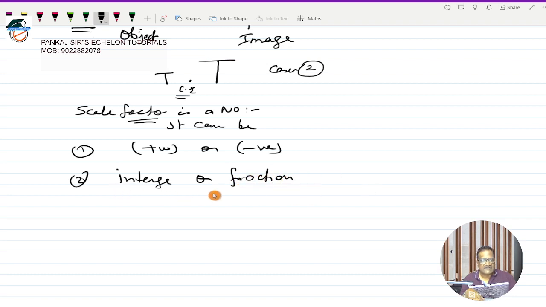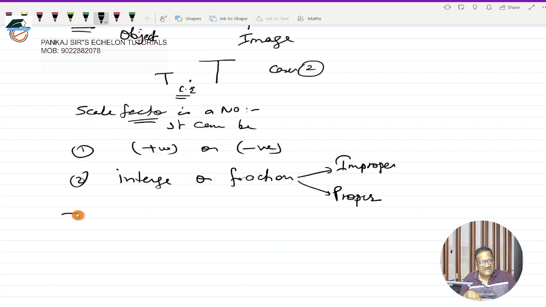It can be an integer or it can be a fraction. In the case of a fraction, it can be an improper fraction or it can be a proper fraction. Okay, so for a scale factor, there are so many possibilities.